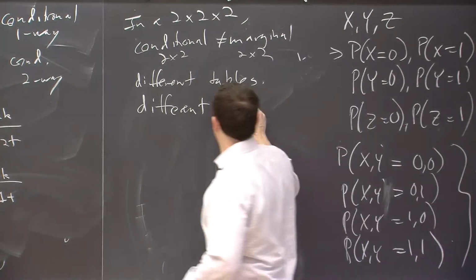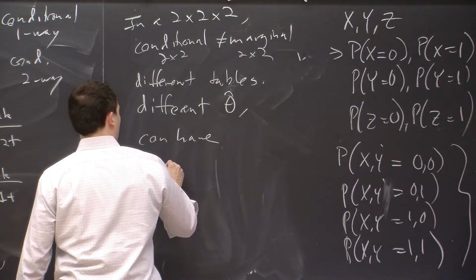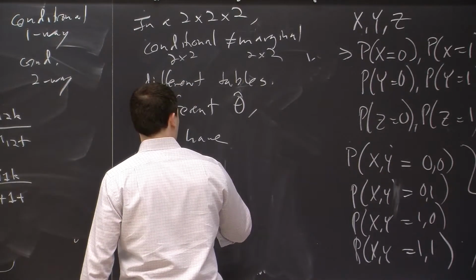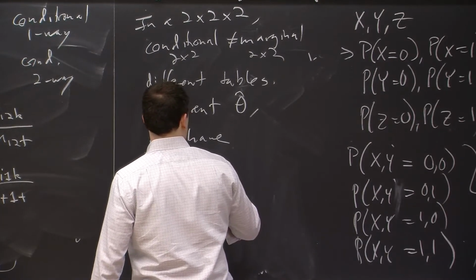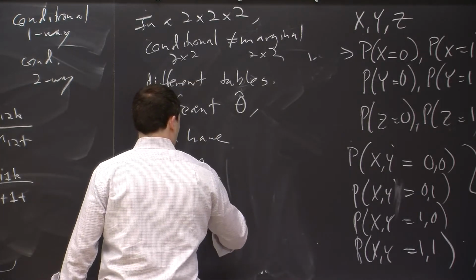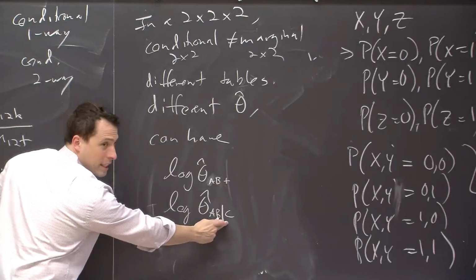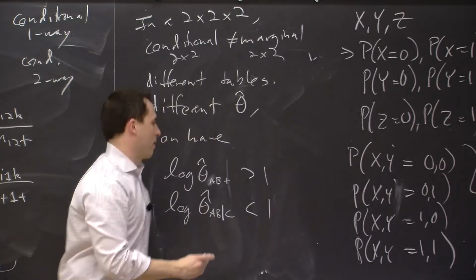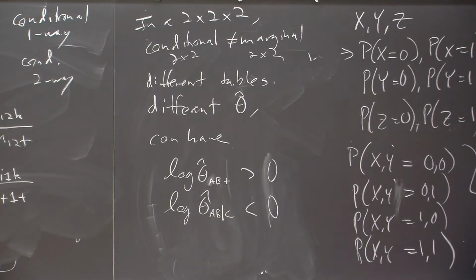In fact, we could have that, say, the log odds of, let's call it AB, and I could compare that to the log odds of AB given C. So this is AB summing over C and AB given C. This is the conditional, this is the marginal. It could be that one of these is positive and one of them is negative. So they don't even have to go in the same direction, right?